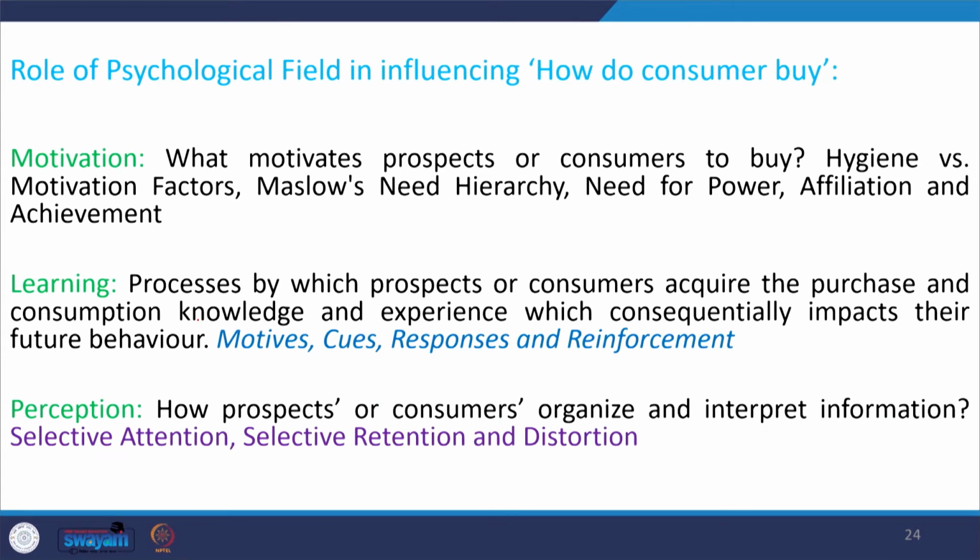Now when you talk about the process part, there is also the psychological field that plays an important role with respect to influencing how consumers buy. When we are talking about the psychological field, we are actually taking account of three important facets: motivation, learning and perception. When you talk about motivation, we only understand what it is that encourages the prospects or consumers to buy. Again in this case, your motivators could be functional, your motivators could be psychological, right? Because every consumer is different and must be coming from a very different thought process, or I would say needs dynamics, with respect to why they buy something or why they don't buy something.